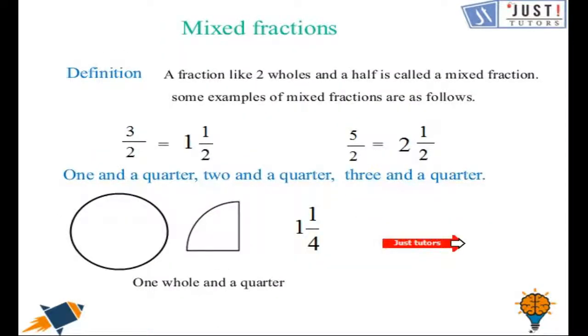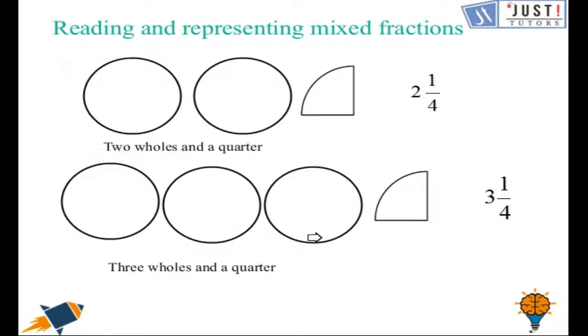So let's have the definition of mixed fractions. We can say fractions like 2 wholes and a half are called mixed fractions. That's 3 over 2. It's an improper fraction, and we can write it as 1 whole and a half. Now what about this diagram? As we can see, that's one complete circle, and this is the quarter circle. So that's 1 whole and a quarter, and this will be 1 and 1 over 4. Similarly, here we have 2 wholes and a quarter, and here we have 3 wholes and a quarter.